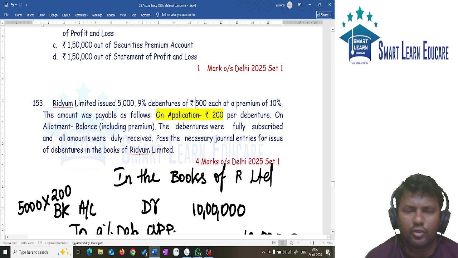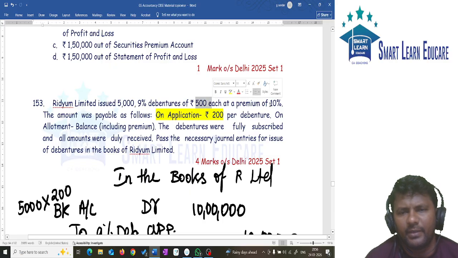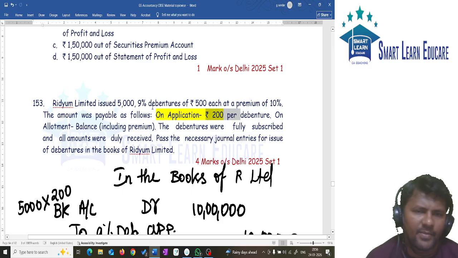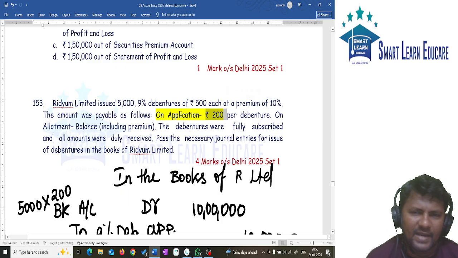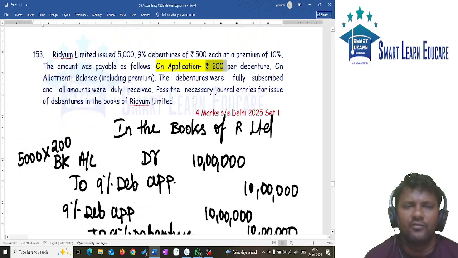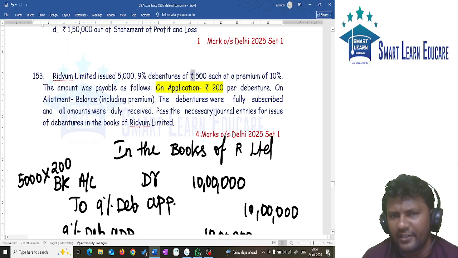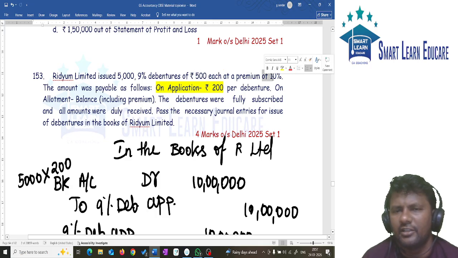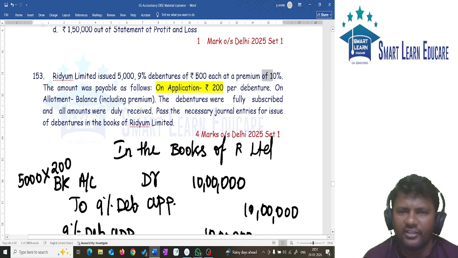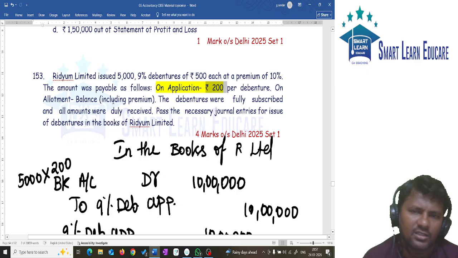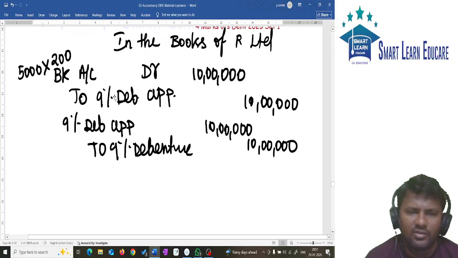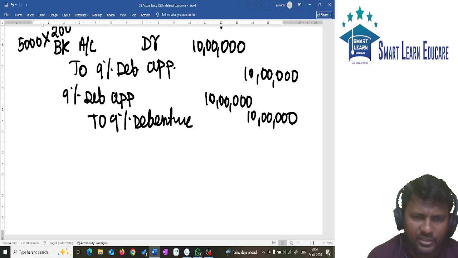So the total debenture price is 500 at a premium of 10%. 500 plus 10%, that is 50, makes 550. Out of 550, 200 is collected on application. So the balance is 350. How is it 550? I will tell. 500 is the debenture and premium is 10%. 500 plus 50 is 550. Out of 550, 200 is collected on application, so the balance is 350. So what is the entry for debentures allotment?